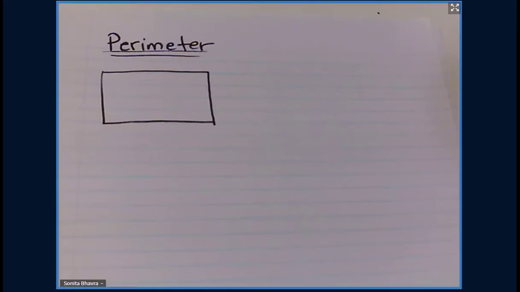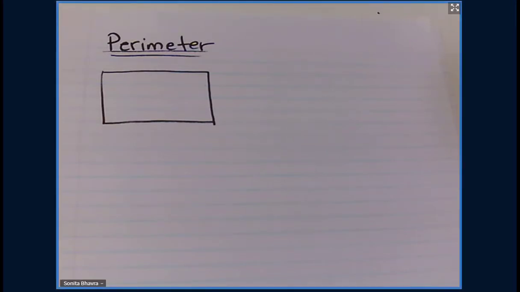Okay, so today's lesson is on perimeter. To calculate the perimeter of any polygon, you have to measure the length of each side, or the measurement will be given, and then you add up all of those lengths together.